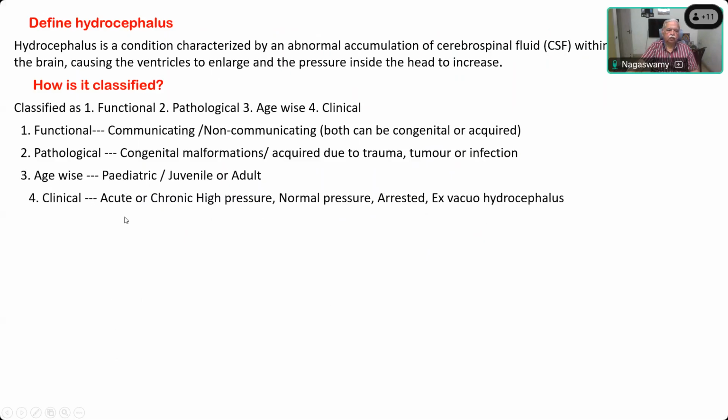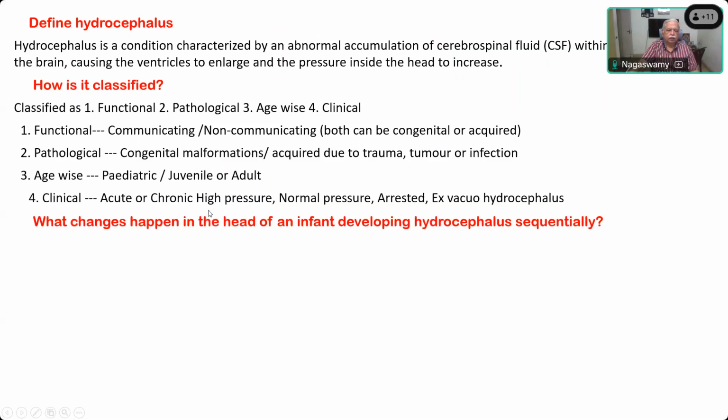Of this, the acute hydrocephalus is the one which can result in neurological changes also. Whereas in chronic high pressure, it usually gets some adaptive measures, and the neurological changes are much less compared to the acute change. And what changes happen in the head of an infant developing hydrocephalus, in a sequential order?